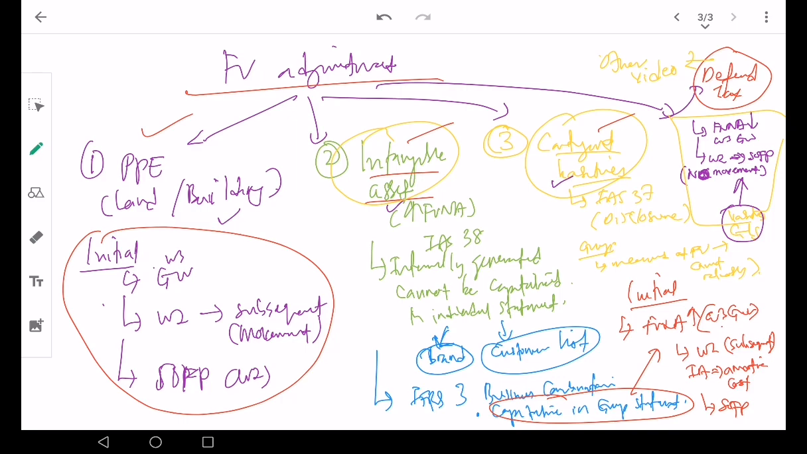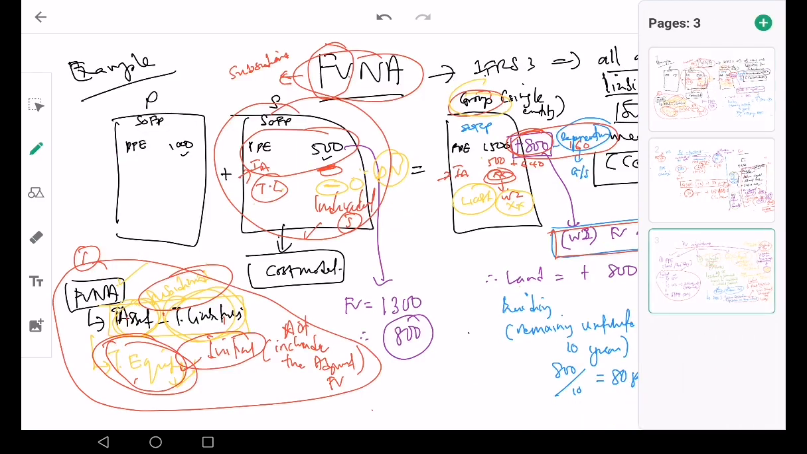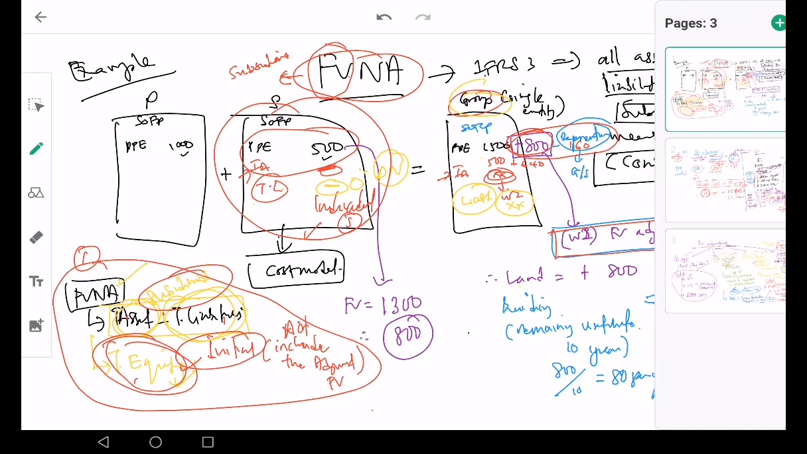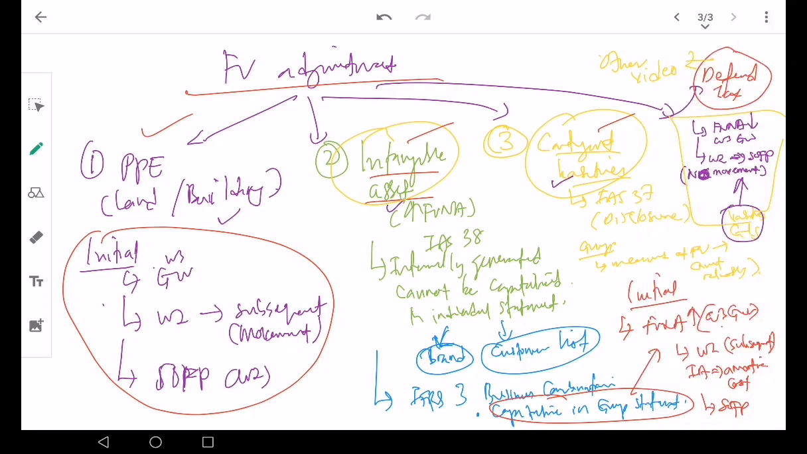So please understand the principle, because if you write the principle, measure at the fair value, all this, you can get marks. You talk about individual, you talk about charge to SOPL, you talk about charge to RE, you can reduce your RE or increase your RE, and so on. So only deferred tax I will cover in my other video. That's all for today. And remember, deferred tax will also be inside the fair value adjustment as well.